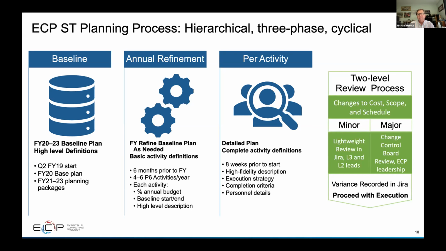And then per activity, we add the final detail. And this happens 8 weeks prior to the start, where we put in the detail of what we're going to do, who's going to do it, what the completion criteria are for getting it done. Now, of course, when you plan multiple years in advance, you can't perfectly see what is required. And so we have a kind of 2-level review process to change the cost, scope, or schedule of what we're doing. There's a minor review, which is lightweight, if you have to do something that's pretty straightforward.